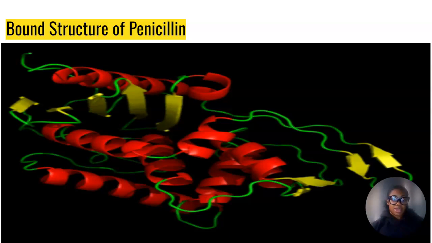The bound structure of penicillin exemplifies the specificity of its action, targeting a key enzyme involved in bacterial cell wall synthesis and highlighting its importance as a therapeutic agent in combating bacterial infections.